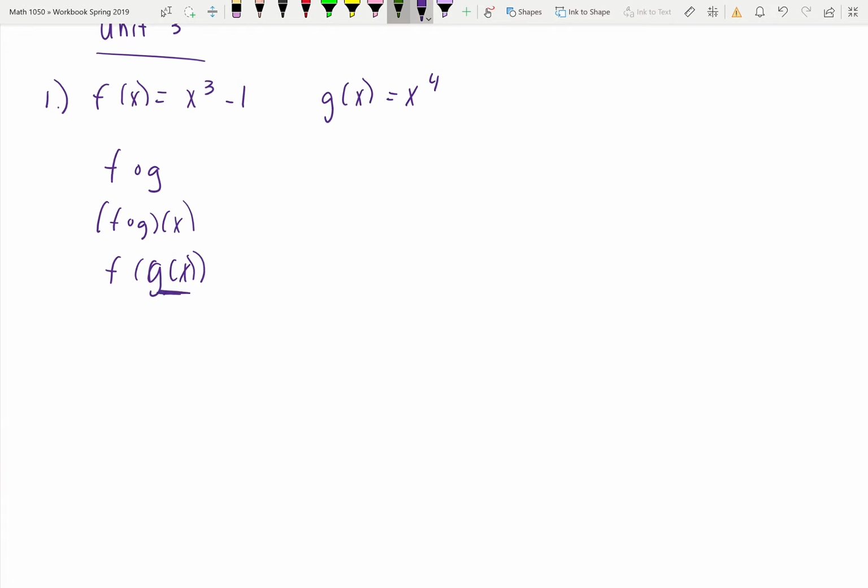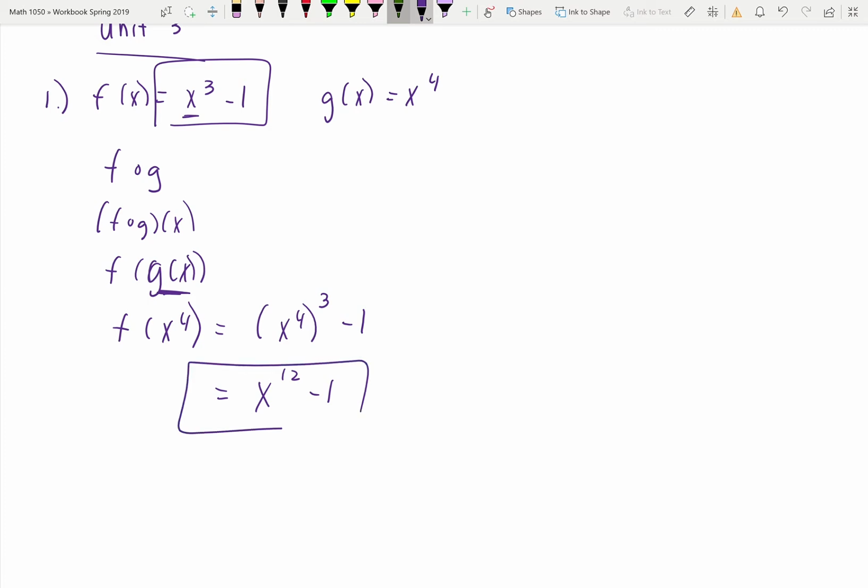So I'm going to take that g of x and replace it with what g of x is, which is x to the 4th. Now I go into this f of x, and right there where I see an x, I put in an x to the 4th. So that's in parentheses, x to the 4th cubed minus 1. So that's x to the 12th minus 1, and that's your answer. So power to a power, you multiply.